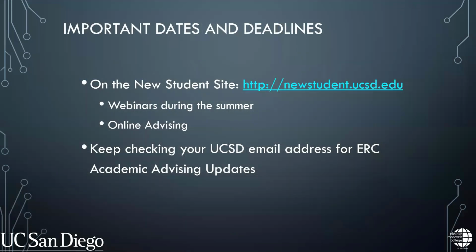So throughout the summer, we'll be hosting a few more webinars and sending videos and other helpful information. So please review the important dates and deadlines in the calendar in the new student site at newstudent.ucsd.edu, and keep checking your UCSD email address for those updates from ERC Advising. So online advising is available on that site, so feel free to submit questions throughout the summer, and ERC Academic Advising and your major department will be happy to help you through there as well for more specific questions about your records.